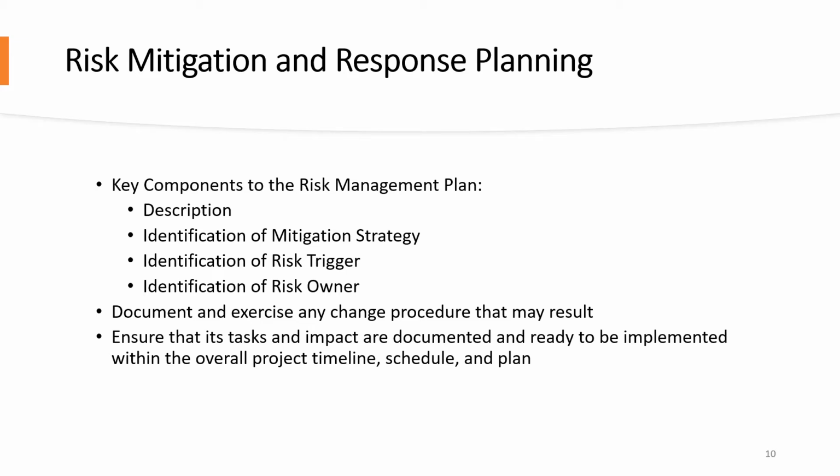This is critical to minimize any risk to the triple constraints. The key components to the risk management plan include the description of the risk, identification of the mitigation strategy, identification of the risk trigger, identification of the risk owner, the person who is responsible for monitoring and implementing the risk strategy, the documented change procedure, and the recording within the project management plan.